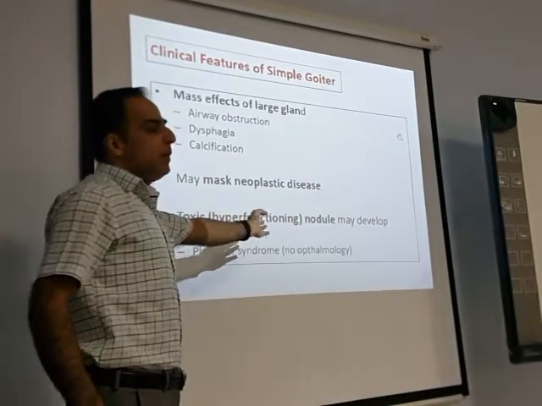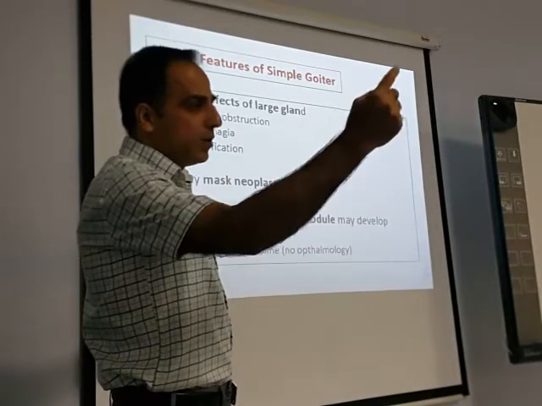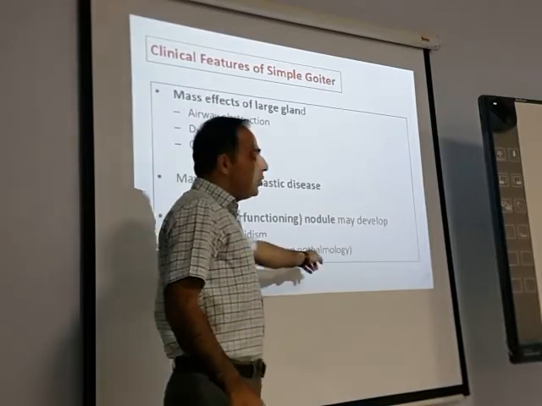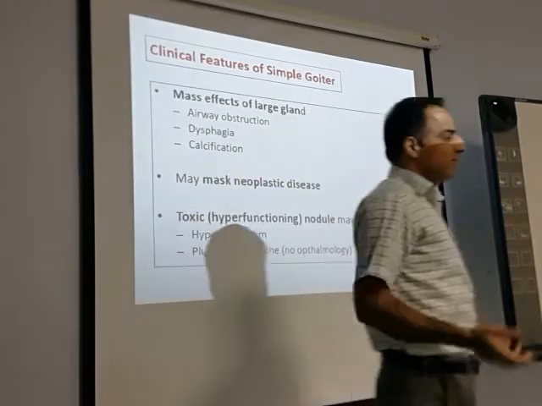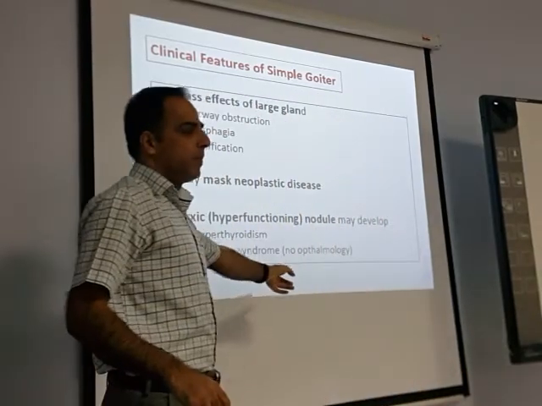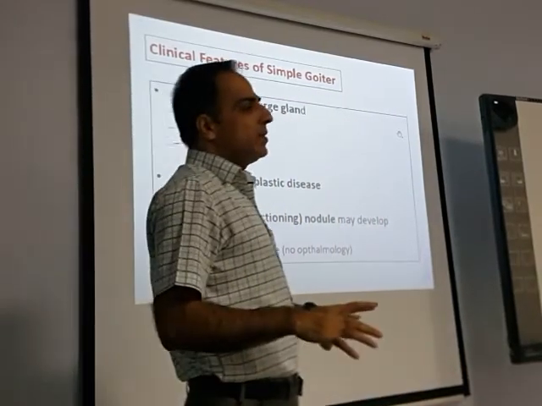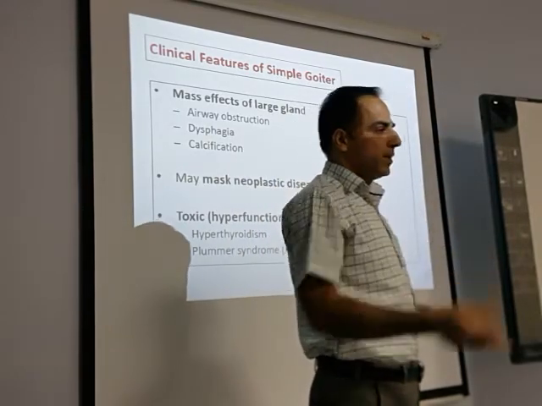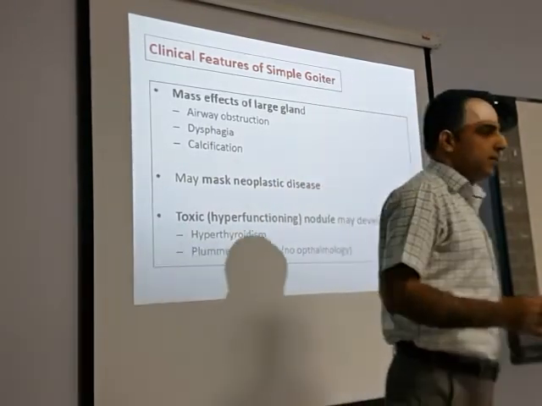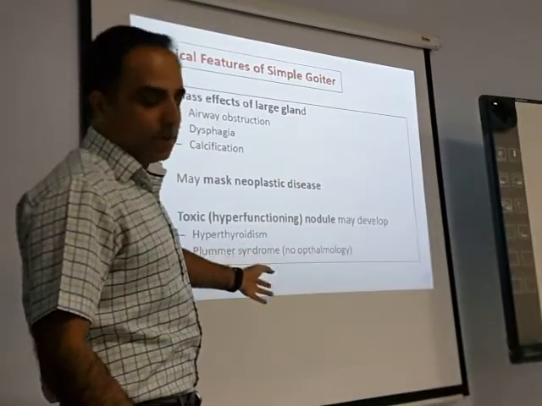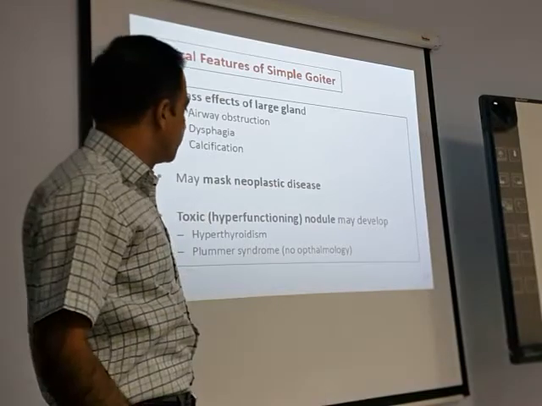Then toxic hyperfunctioning nodule. As I said, one of the nodules can be hyperfunctioning. It will lead to hyperthyroidism, but there will be no ophthalmic signs. Proptosis will not be there. So this is known as Plummer syndrome. Plummer syndrome means there is a toxic nodule in a multinodular goiter which causes hyperthyroidism, without the eye signs of proptosis which are seen in Graves' disease. So this is how you will differentiate between them. Clear?